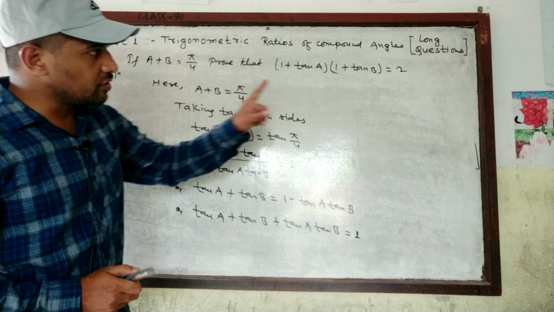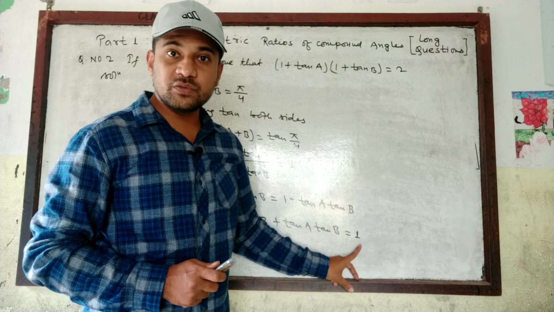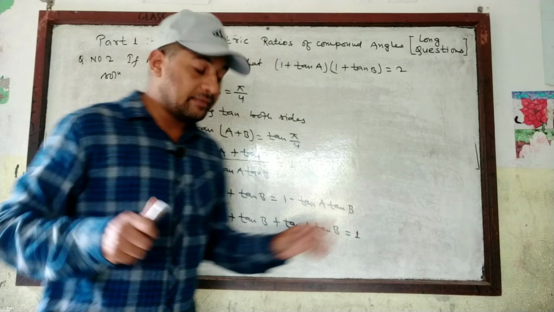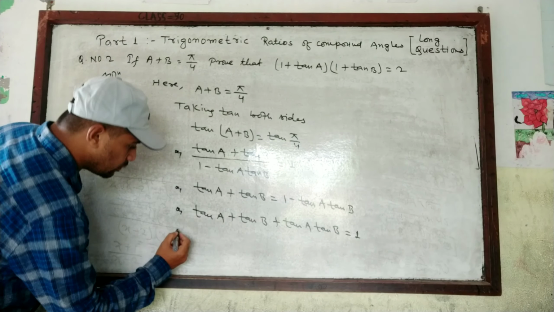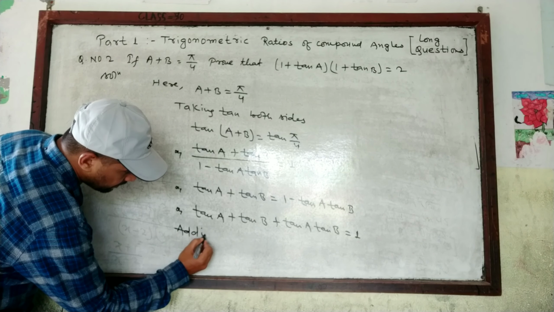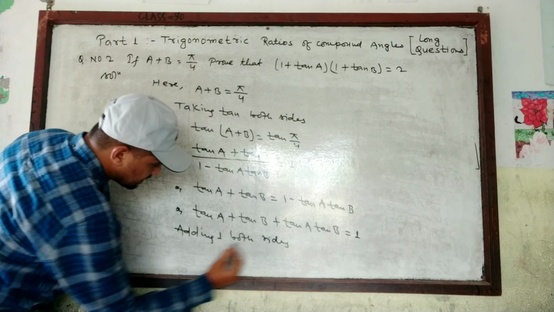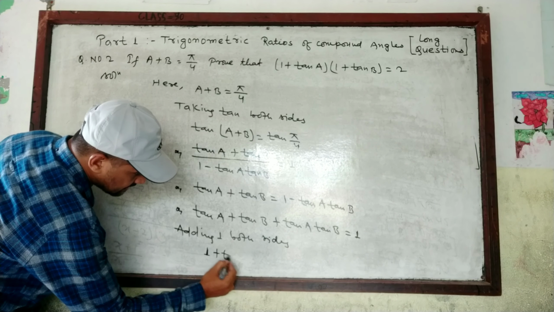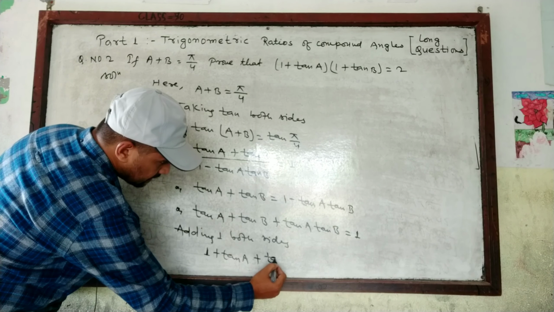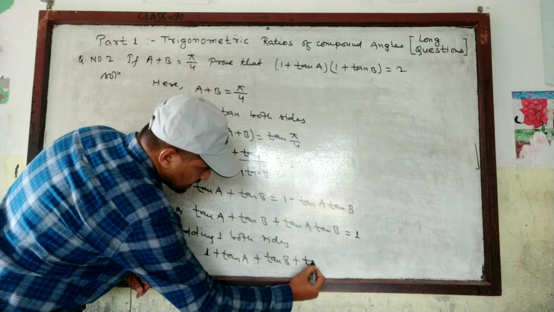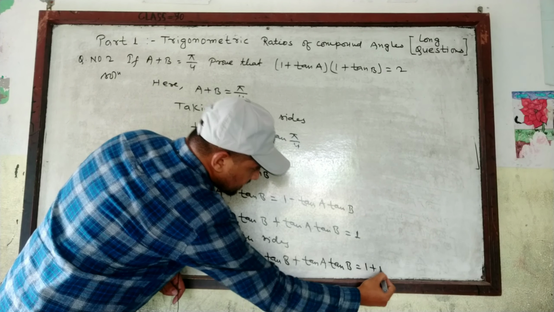Again, look at what we have to prove here. Here we have to prove 2, but what do we have? 1. It means we have to add 1 on both sides. When you add 1 on both sides, it will be 2. So adding 1 on both sides: 1 plus tan A plus tan B plus tan A tan B is equal to 1 plus 1.